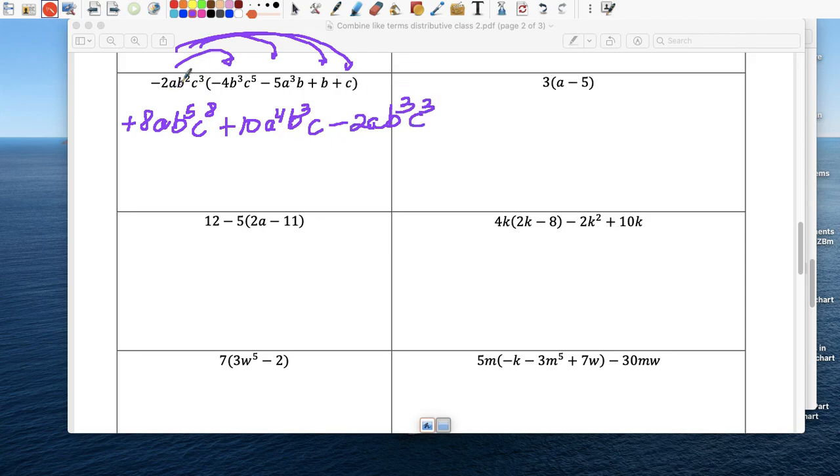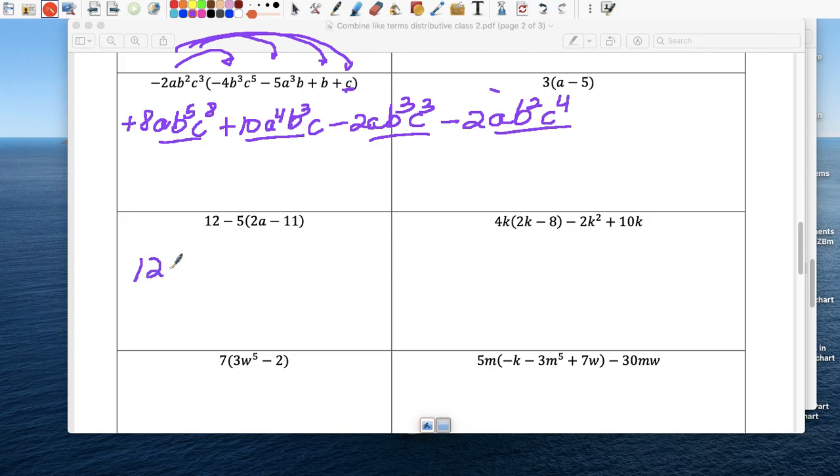Last one, negative 2AB squared C cubed times this guy here. First of all, it's negative, and then 2A multiplies with no 1, B squared multiplies with no 1, but the C cubed multiplies with a single C and gives me C4. Combine like terms? I don't think so, because every single one of them is different than each other.